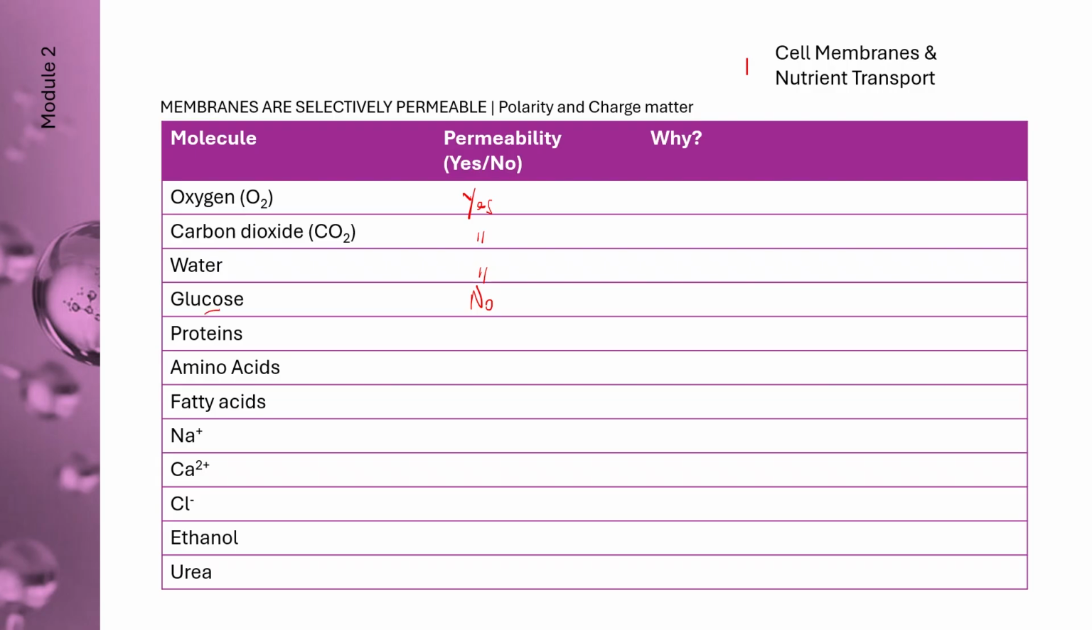What about proteins? Sometimes we have small peptides in your small intestine, because proteins are broken down. Pepsin, chymotrypsin, trypsin, they break down the proteins into small peptides, and sometimes these small peptides are in the small intestine and they need to cross. Will they be transported? Will they cross? Will they be permeable? It's a no.